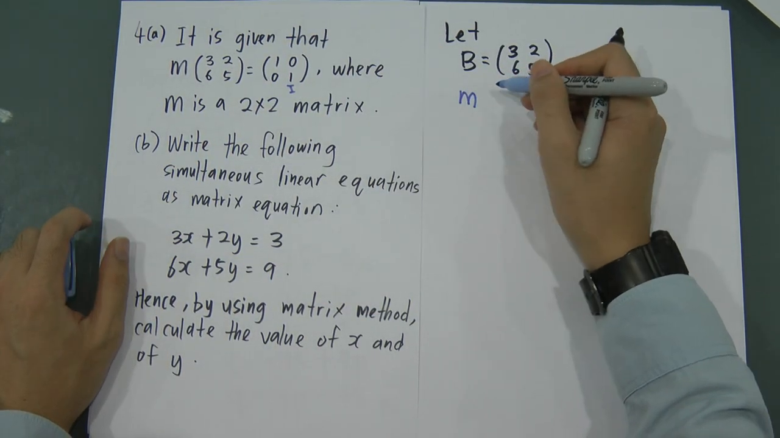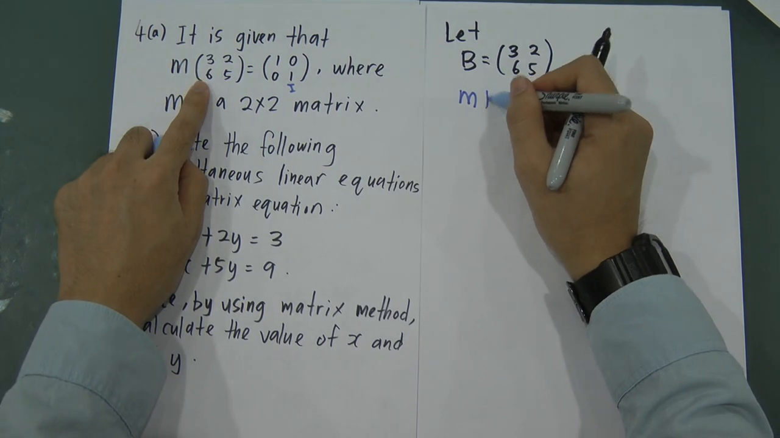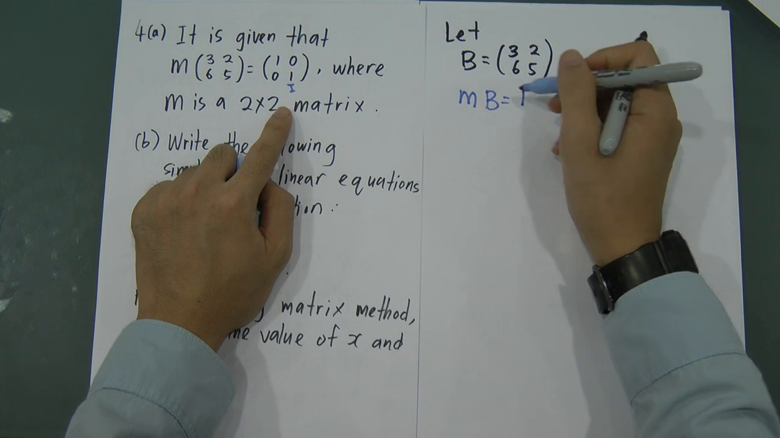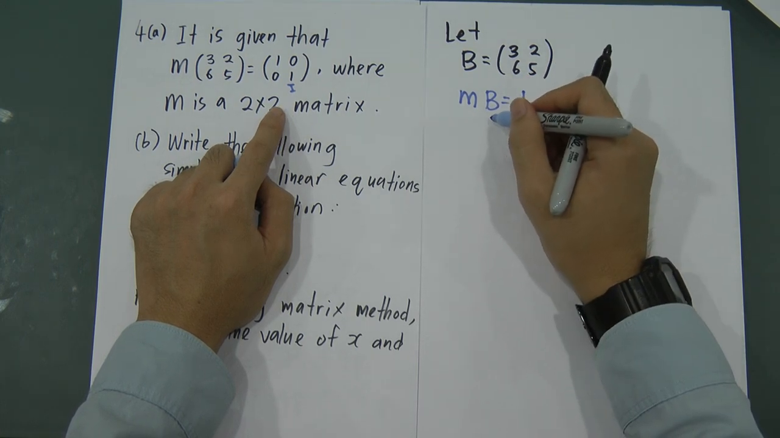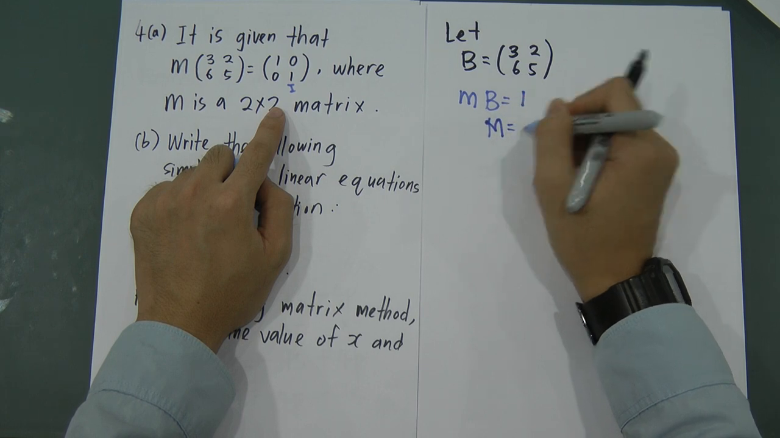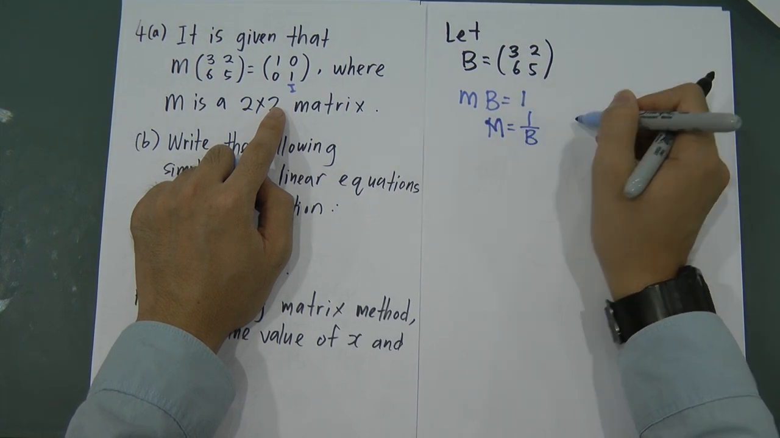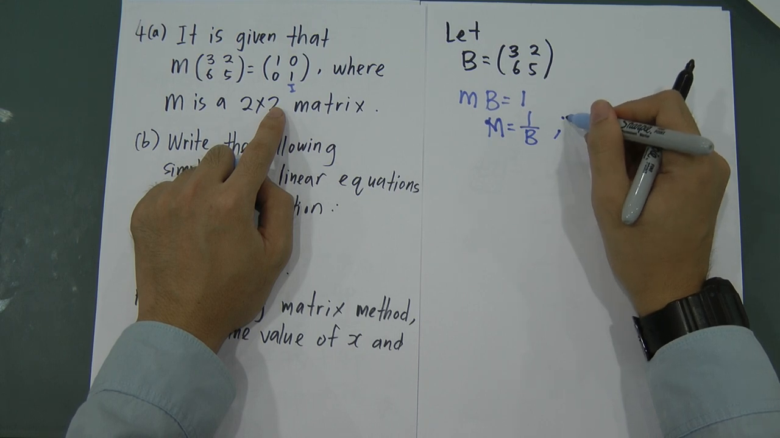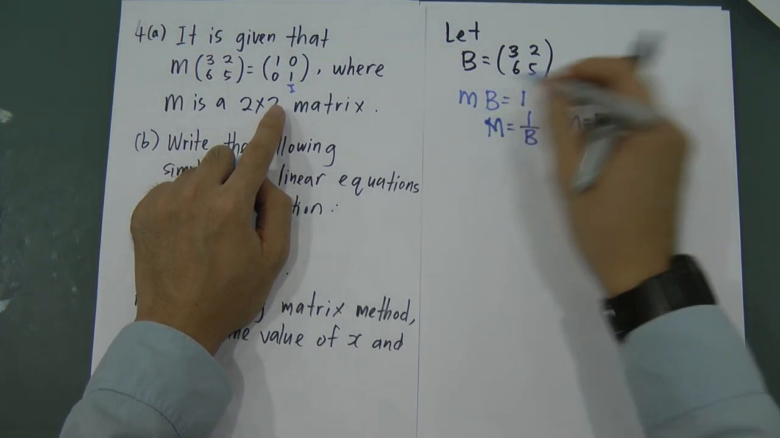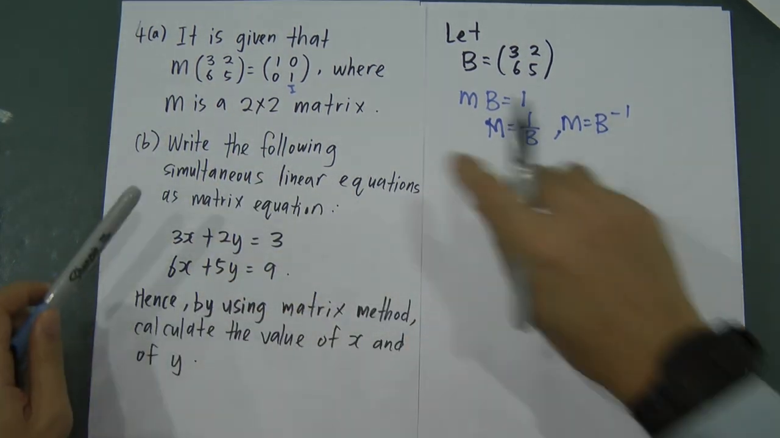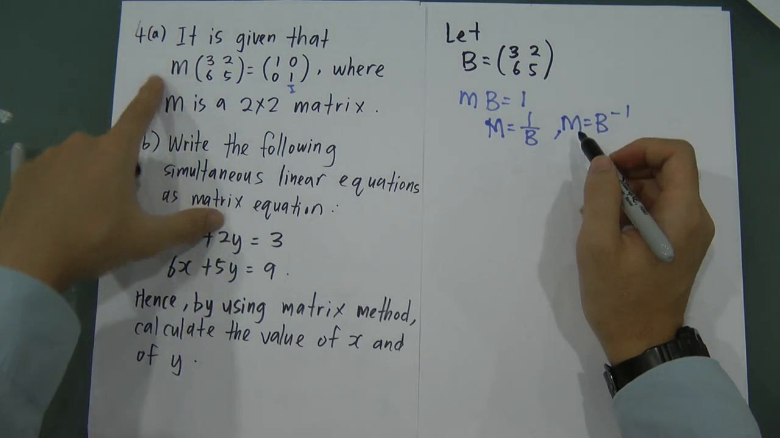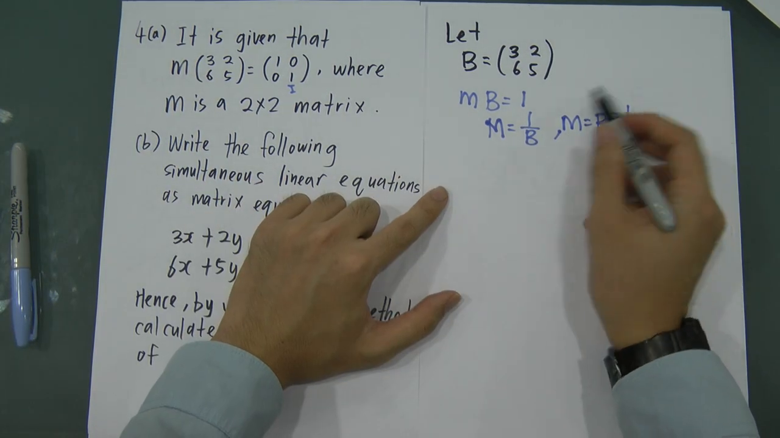If M multiplied by B equals the identity matrix I, I say means 1. Therefore M will equal 1 over B. Therefore M will equal B inverse. Okay, do you see the relationships? Because I say identity matrix equals 1. So this is the meaning of why I say M actually is B inverse.